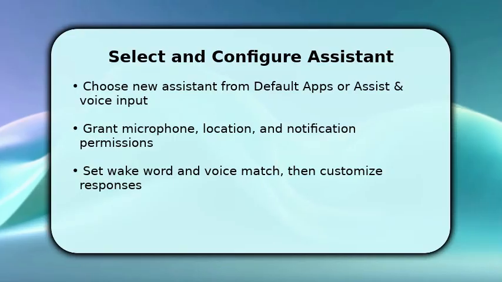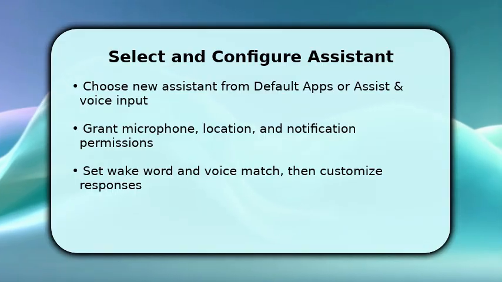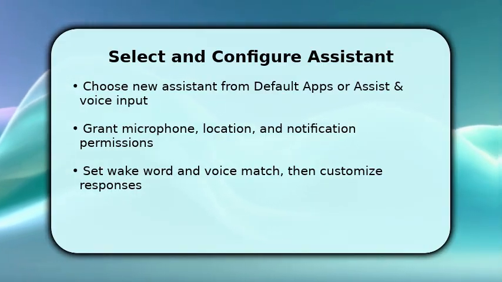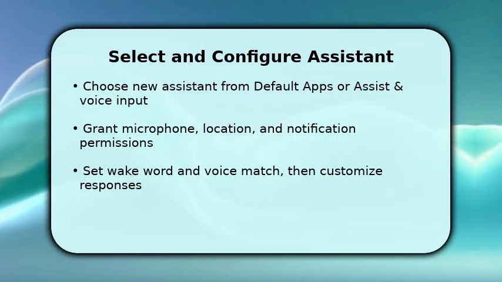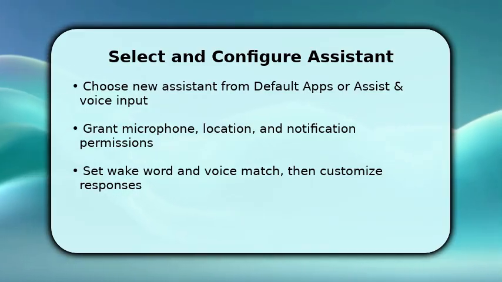Now you'll select the new assistant and configure it in detail. In Default Apps or Assist and Voice Input, pick the installed assistant from the list. This switches core voice handling. Then grant microphone, location, and notification permissions so voice features work reliably.